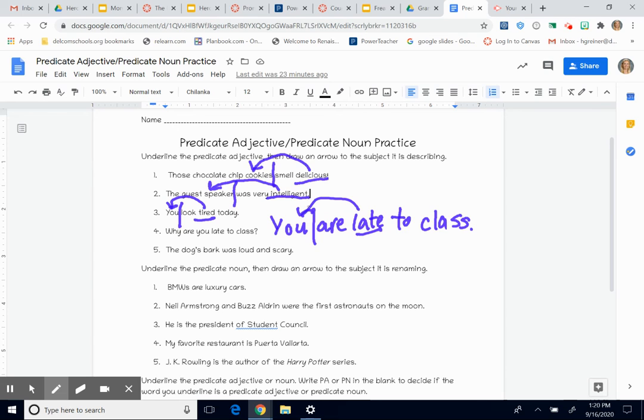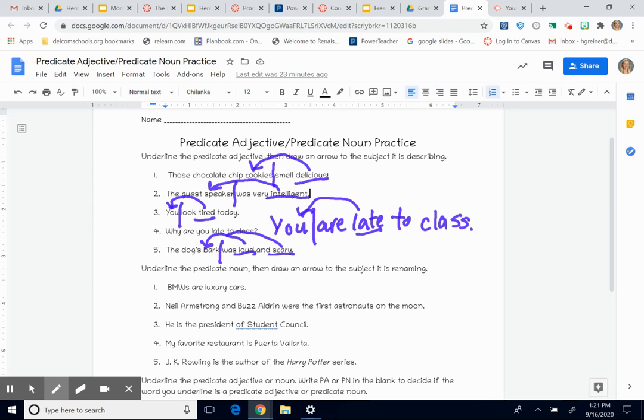The dog's bark was loud and scary. Again, I'm drawing my line in front of my linking verb. And the dog's bark was described by being loud and scary. So loud is describing the bark, and scary is also describing the bark.